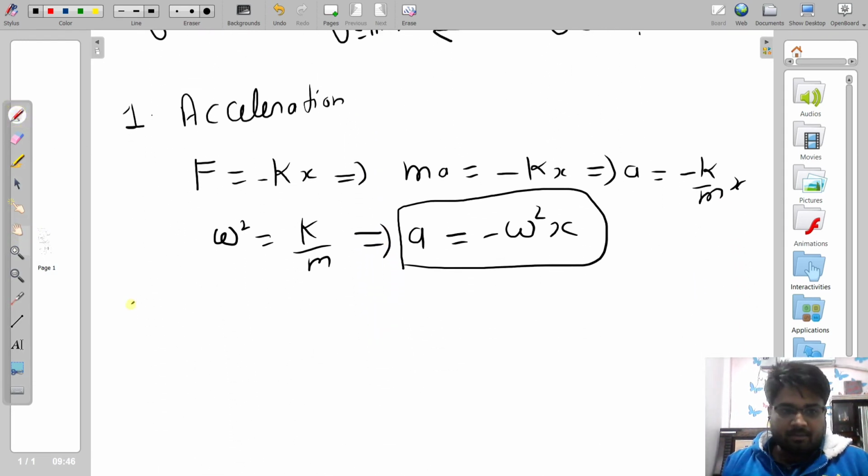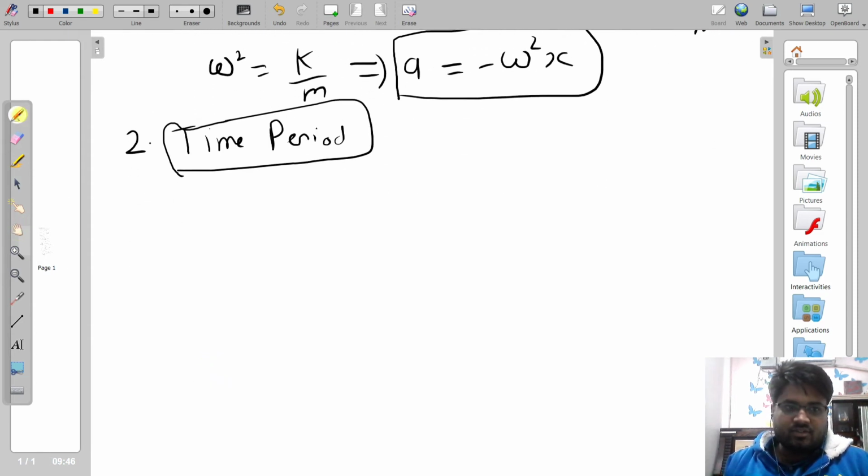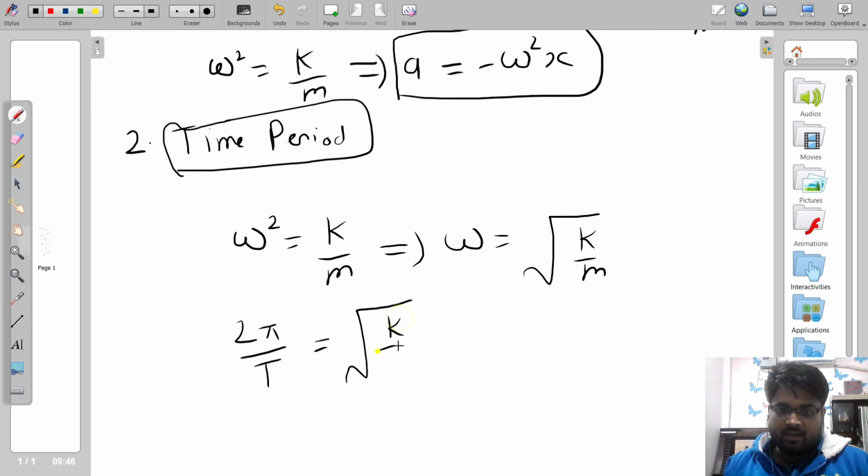Okay, now second point is time period. Now here if we write the equation of time period, first we write the equation of omega, which is omega square is equal to k by m. Then omega is equal to under root k by m. Omega cannot be negative, that's why we have taken the positive value only. And omega is also equal to 2 pi by T, which is root k by m.